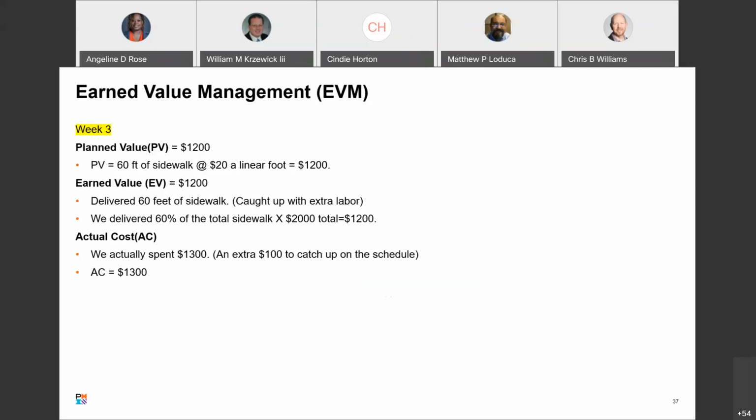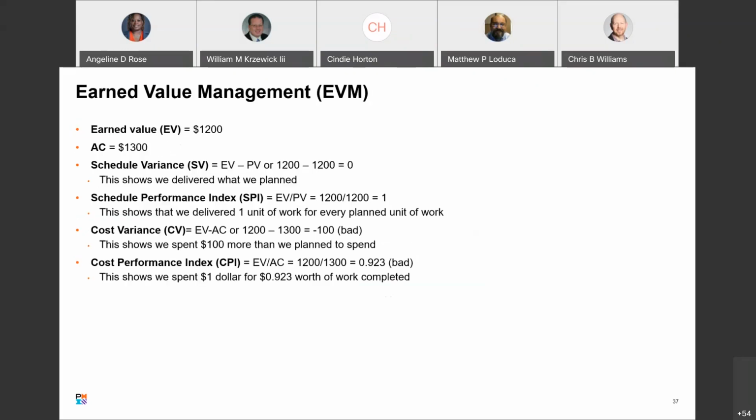We're doing really good. But, actual cost, something happened. We spent $1,300 to get this. We had an extra $100 to catch up on the schedule. So that's where we paid, right? So one thing improves, one thing sometimes balances it out. So now we're off on our actual costs. So again, earned value is $1,200, right on target. Actual cost is $1,300, which is $100 more than we planned for at this time, right?